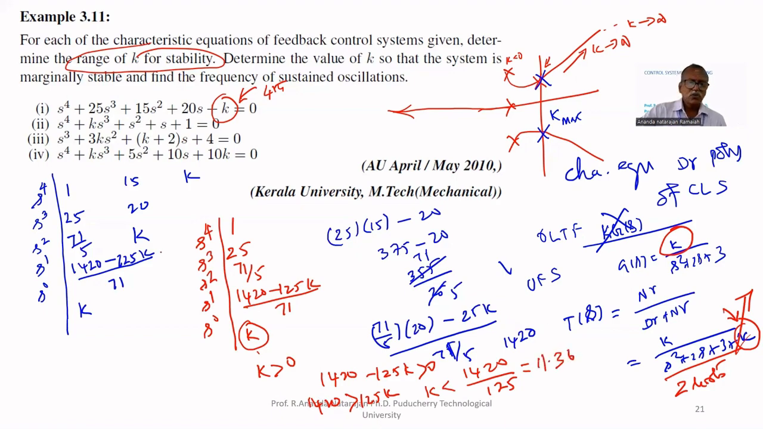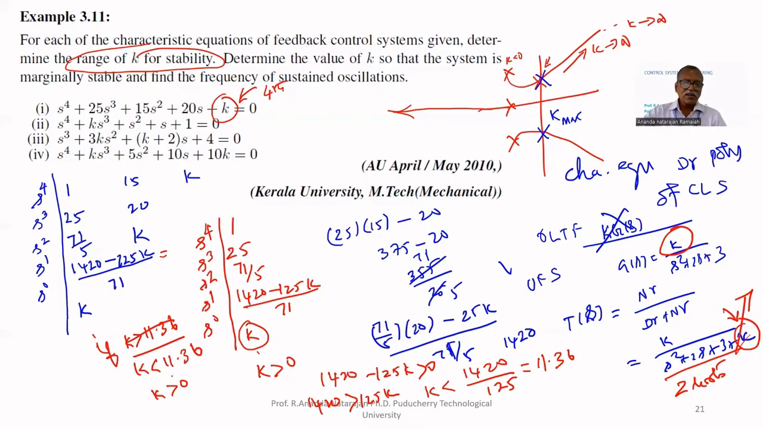11.36. So if k is less than 11.36 and k is greater than 0, then only will the poles be on the left hand side. Otherwise, they will be on the right hand side. If k is equal to 11.36, the poles will be exactly on the j omega axis.